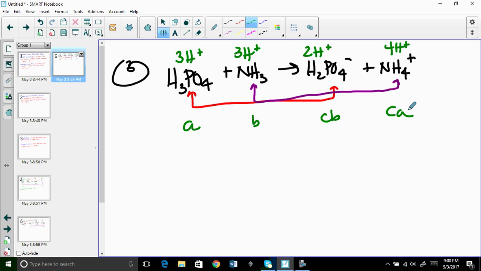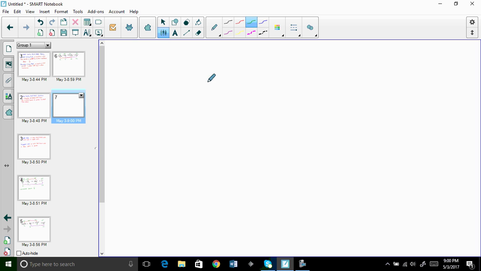A and B on the left, A and B on the right, A and B in the red pair, B and A in the purple pair. Not that hard. And it doesn't get any harder.